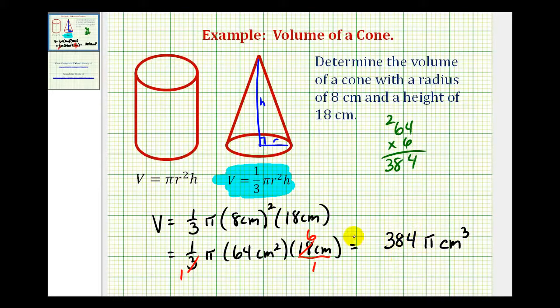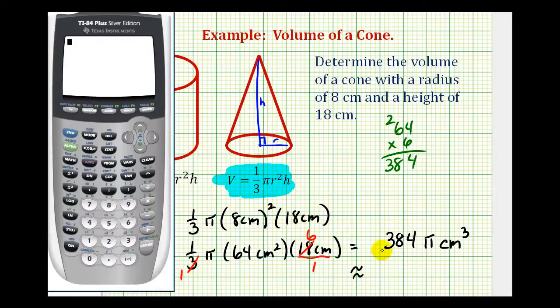Now let's go ahead and go to the calculator and get a decimal approximation for this, as well as verify that we did evaluate this correctly. So we'll first go ahead and type in 384 pi. The pi key on this calculator is right above the exponent key. So we'll press second and then the exponent key to access the pi. Press enter. So we'll say the volume is approximately 1206.4 cubic centimeters.